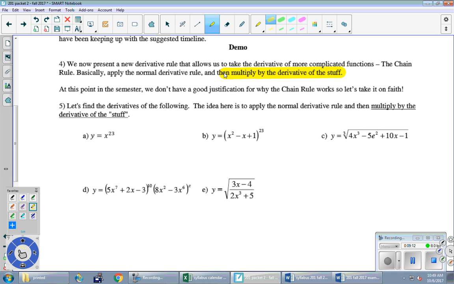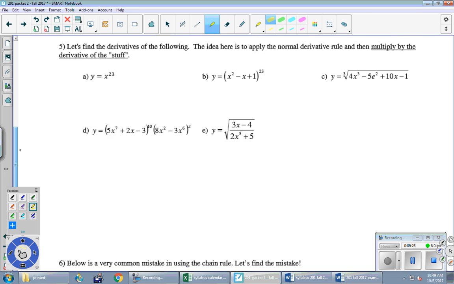So here we go. We don't have a good justification, at least I'm not going to present any justification for why the chain rule works, so we're going to take it on faith. I'm not at any point going to present a justification for why it works, but it is still true. So let's use it here in number 5. Okay, first one. Easy problem from before. Y prime equals, what's the derivative of x to the 23? 23x to the 22. That's just our ordinary power rule.